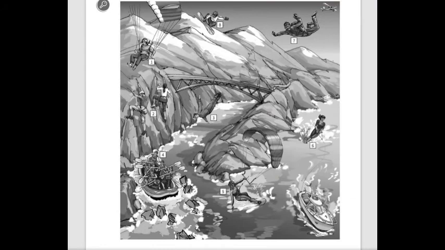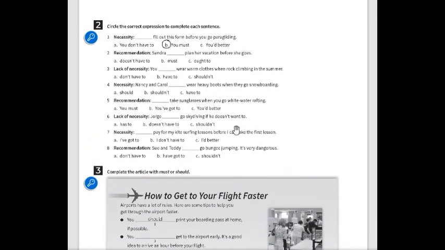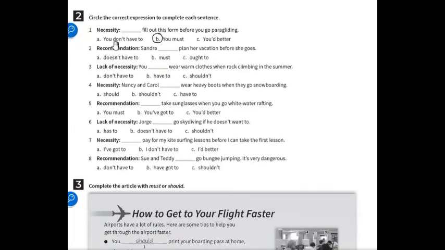All right, now let's go to the next section, and it's this one. It says circle the correct expression to complete each sentence. So necessity, recommendation, lack of necessity, recommendation, etc. So we have already looked at the modal verbs. They express or have a certain function. Let's check them out. So you can pause a bit in this section and try to answer by yourself and check the answers with me. Okay, so here we go.